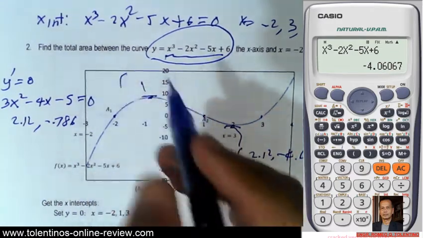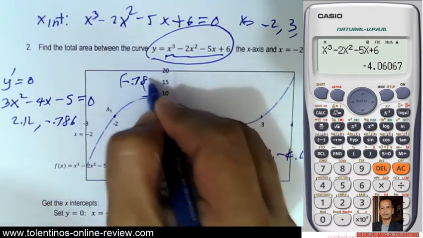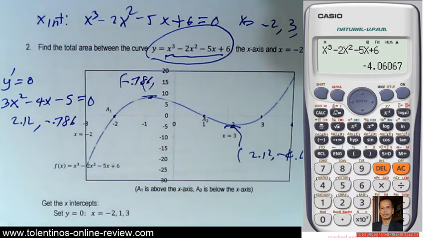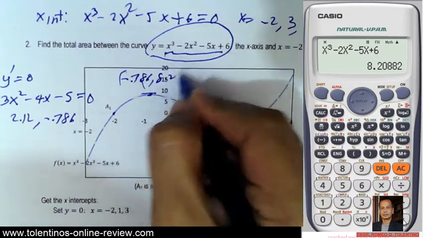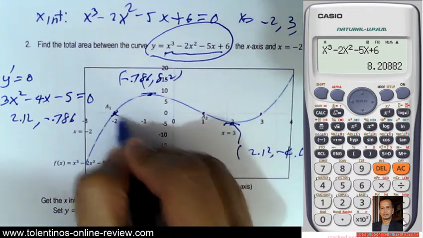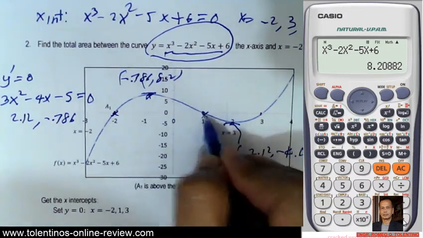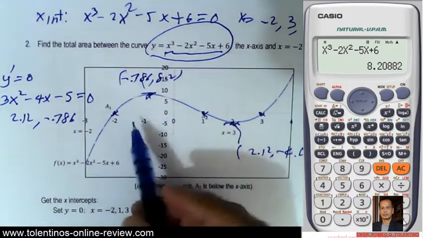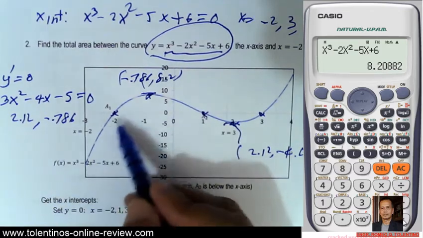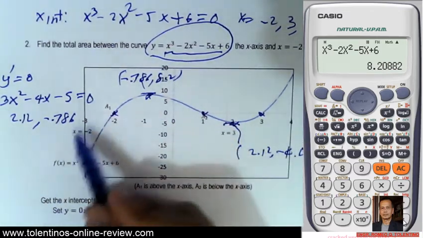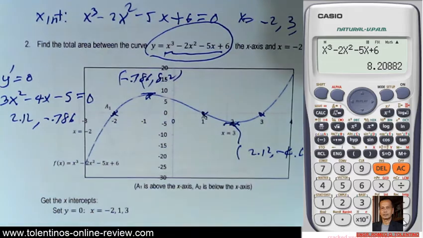And then how do you know that point also? That point, negative 0.786, enter calc, you see that is 8.2. So obviously we know this point, this point, and this point. So obviously now the graph will be shaped like this. That's how you find the shape of the curve.